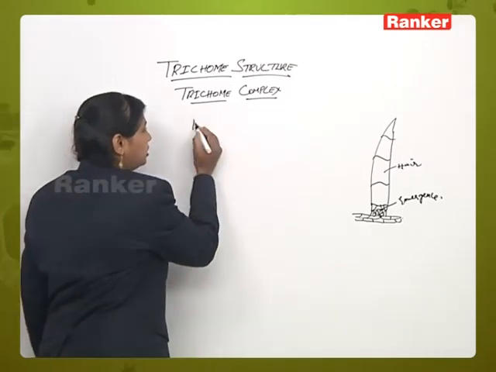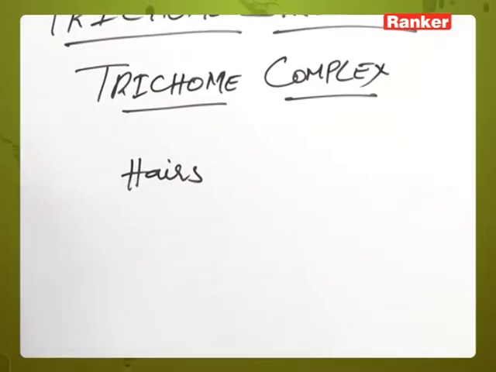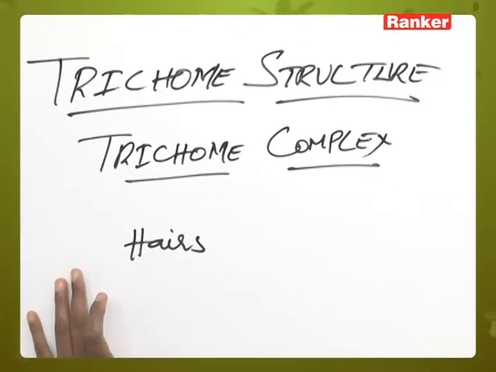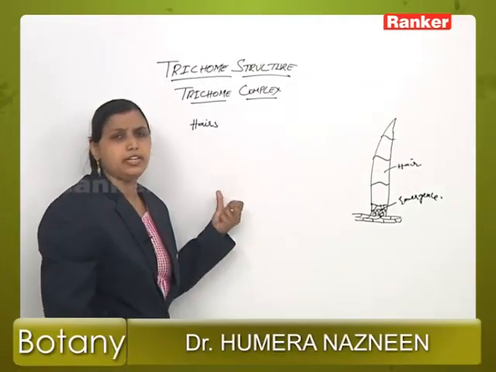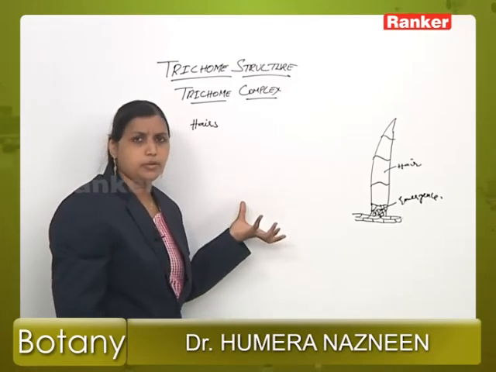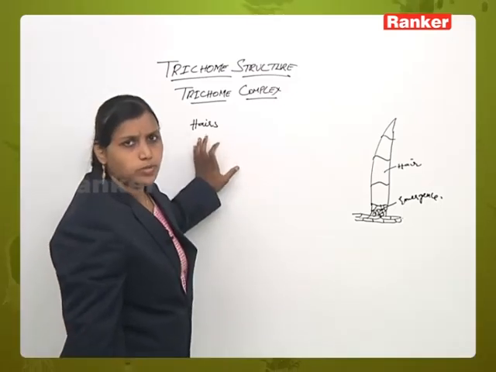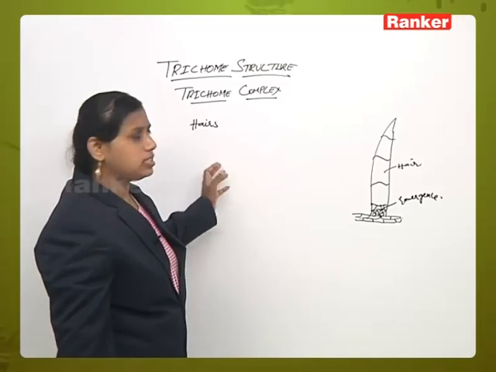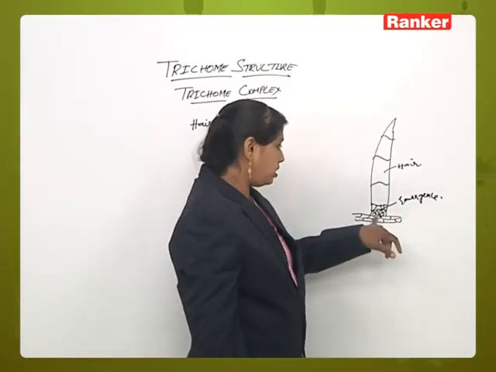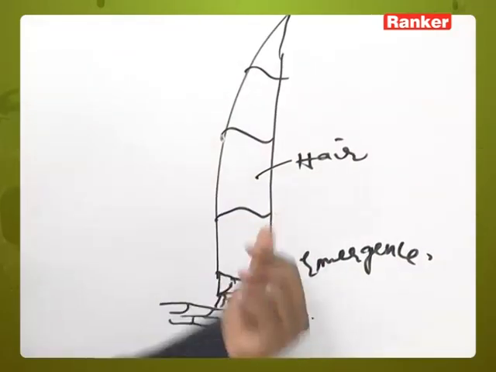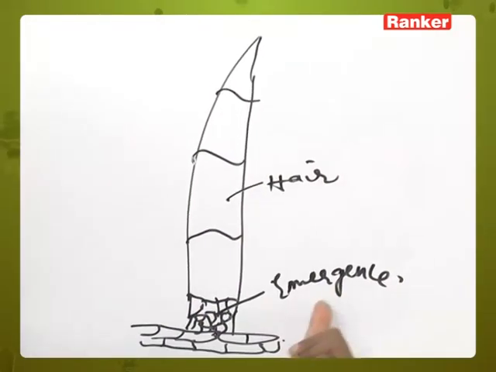Trichomes are also called hairs or hair-like structures which arise from the epidermis. So any hair-like structure or appendage that arises from the epidermis is called a trichome, and in addition to trichomes there are some other structures, also called emergences. See here, these structures are called hairs. These are epidermal cells, this is hair and this is emergence.